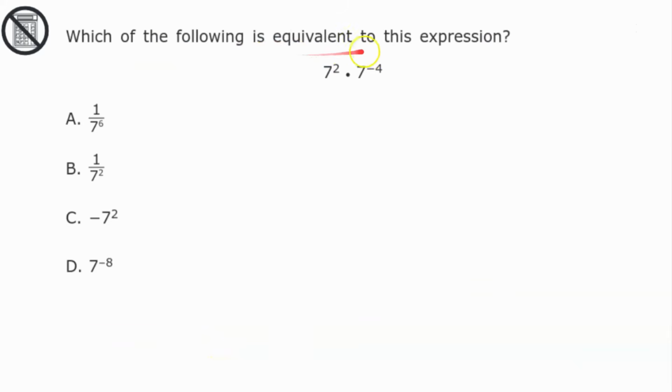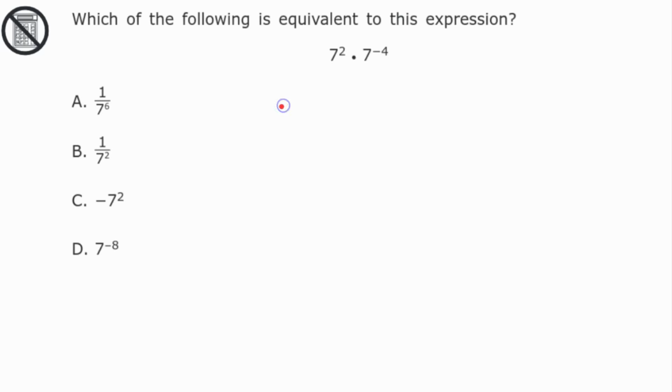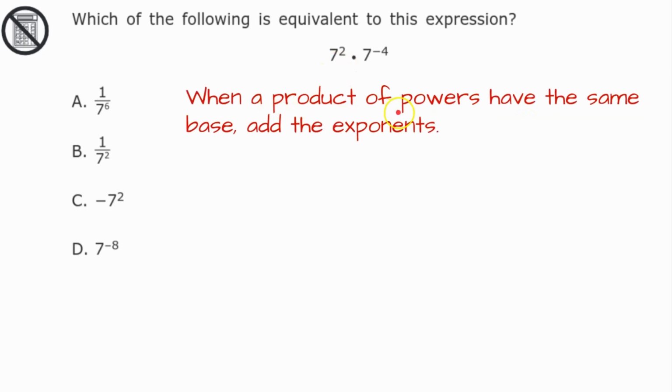Which of the following is equivalent to this expression? 7 squared times 7 to the negative 4. Pause now and come back when you're done. Welcome back. So when a product of powers has the same base, they have the same base of 7, and we're multiplying, we're going to add the exponents. So I have 7 squared plus negative 4. So 2 plus negative 4 is negative 2.